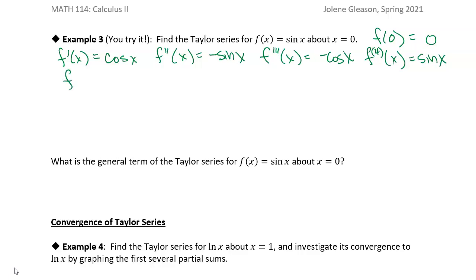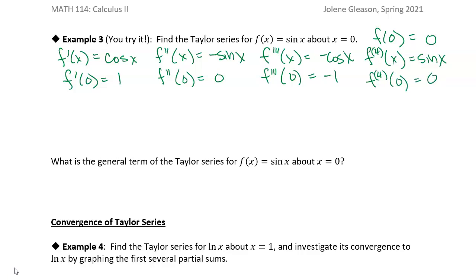So all these derivatives at 0, let's evaluate those. And so f prime of 0 is 1. The second derivative at 0 is going to be 0. The third derivative at 0 is going to be negative 1. And then the fourth derivative at 0 is going to be 0 again. And then they'll just keep cycling, right?